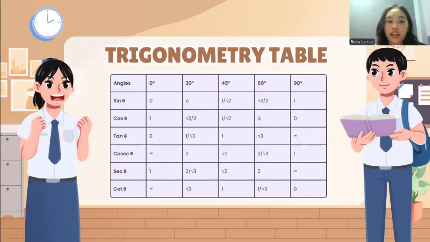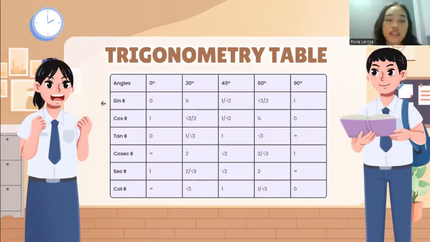Next, there is a trigonometric table for common angles that is used to solve many trigonometry problems involving trigonometric ratios. Trigonometric functions are periodic. The sine and cosine functions have a period of 2π, 360 degrees. The tangent and cotangent functions have a period of π, 180 degrees.